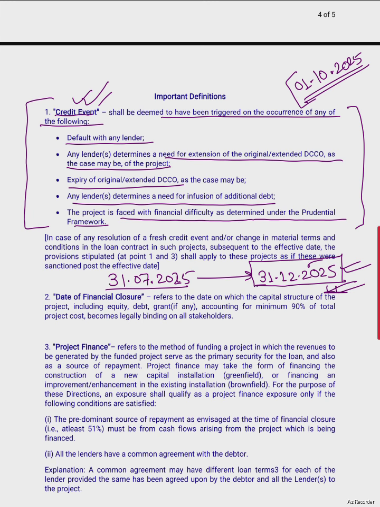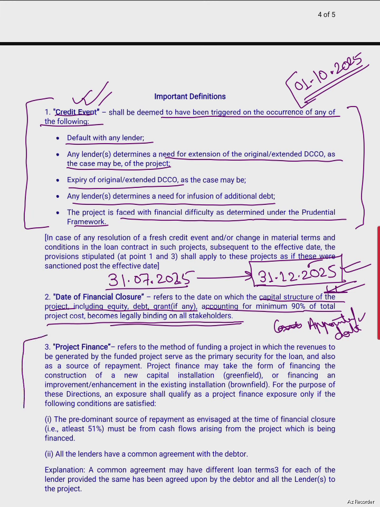What is the date of financial closure? It refers to the date on which the capital structure of the project, including the equity, debt, grant, accounting for minimum 90% of the total project, becomes legally binding on all the stakeholders. So it is also related to the concession agreement, that is, an appointed date is there. That is the concession agreement signing. It is related to the concession agreement appointed date, because then only it will become legally binding.